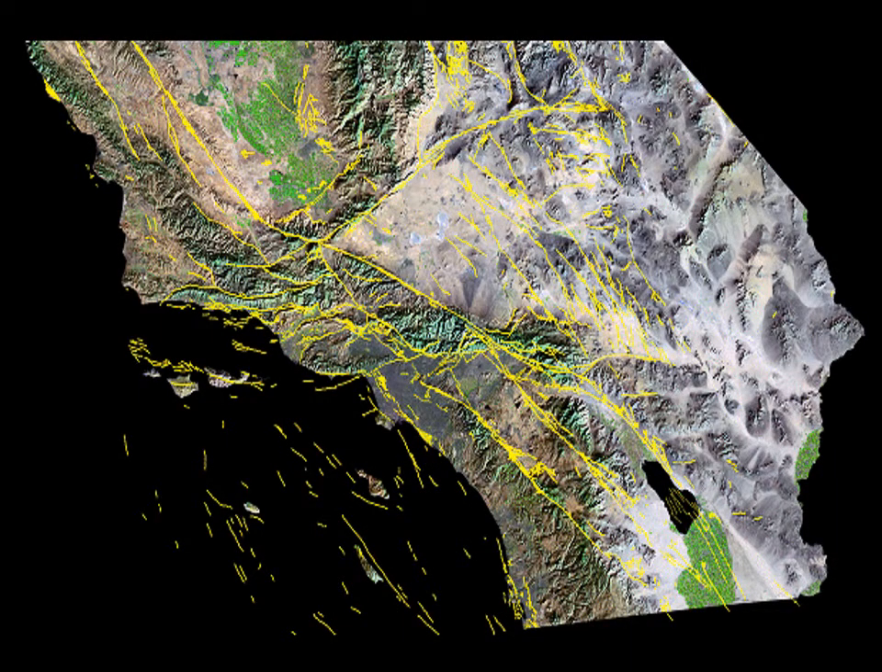Here's another view of the types of faults. Well, not really the types, just the number of faults that we have, that we know of in Southern California. There are hundreds of faults that we know of.